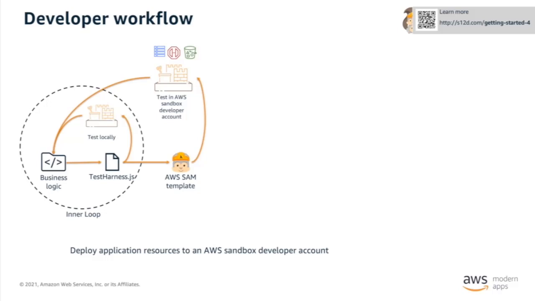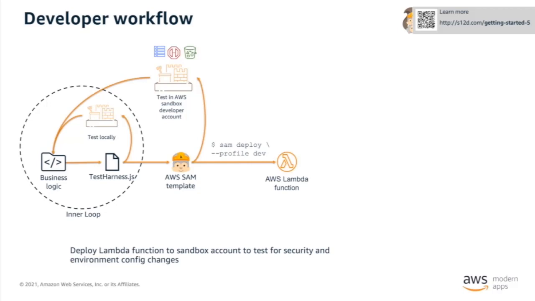If your Lambda function code interacts with other AWS resources, maybe it's using the AWS SDK for example, then you can deploy those resources to a Sandbox developer account and include the SDK as a dev dependency in the function's package.json, or the equivalent for other runtimes. This way you're able to continue to iterate on your inner loop locally.